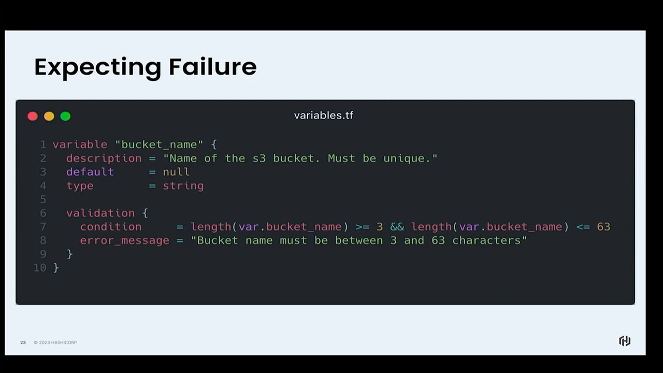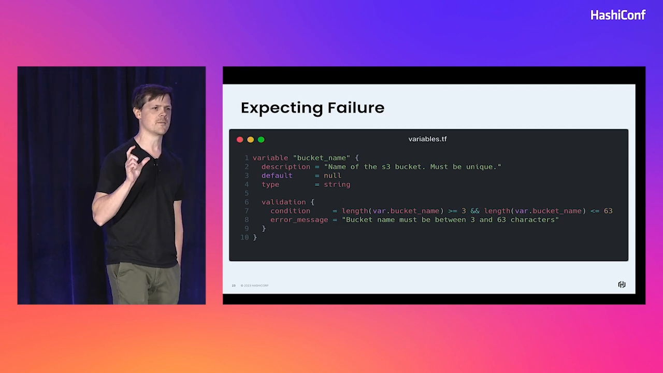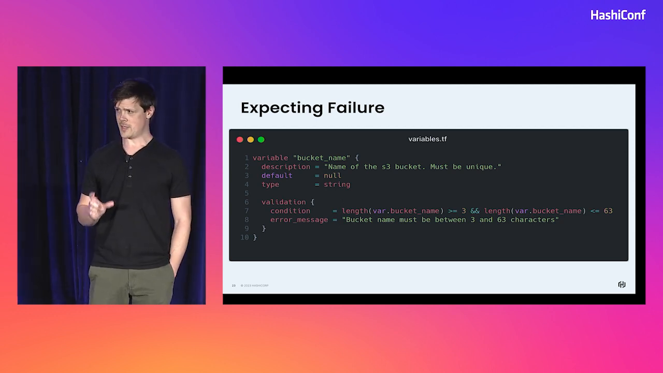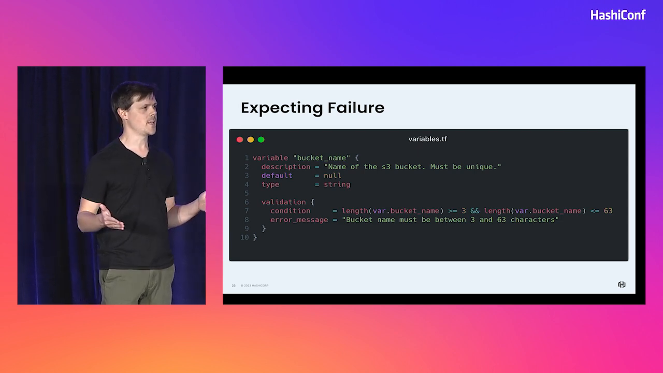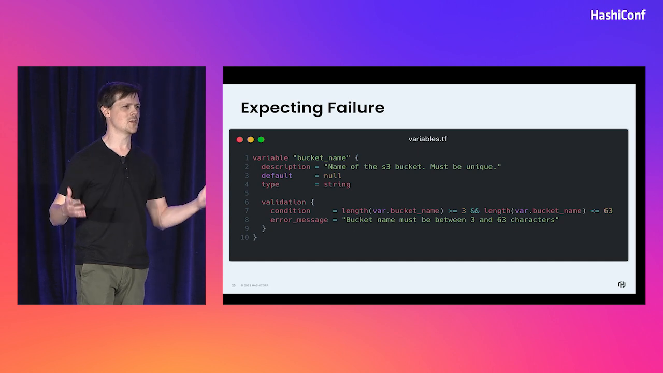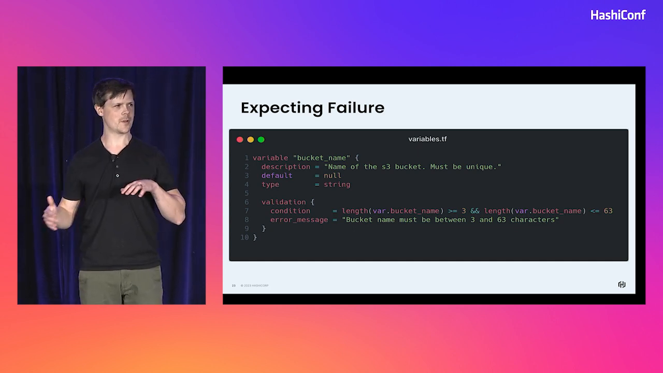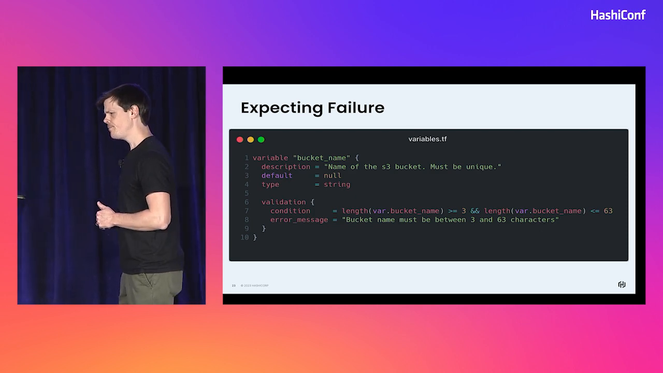This isn't a part of 1.6, by the way. This is the standard variable validation that's been in Terraform for a little while. But you can see it's a very similar syntax. What I'm saying is I want to check the length of the bucket name variable. If you're not familiar with S3, bucket names have to be between 3 and 63 characters. So being good module developers, we decided to put some validation around that so it would give a nice user-friendly error in case the user gives an invalid bucket name.